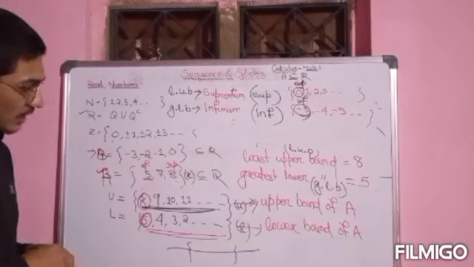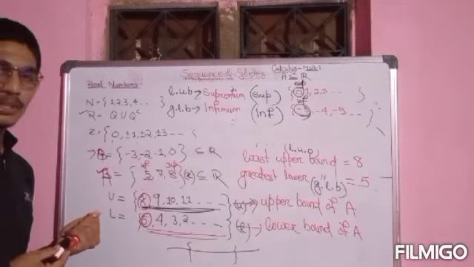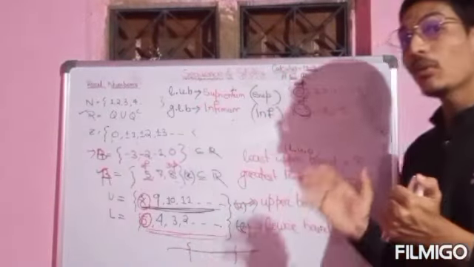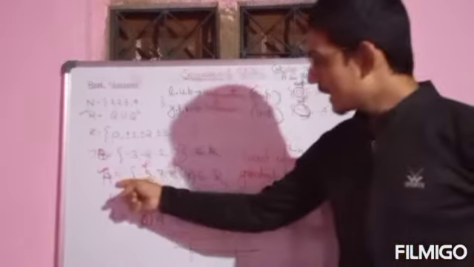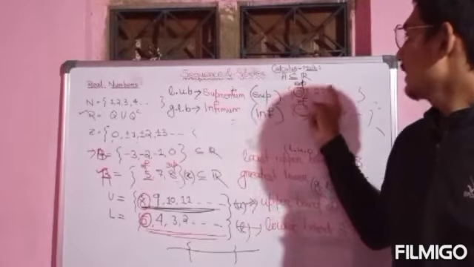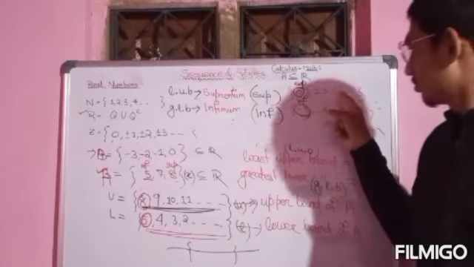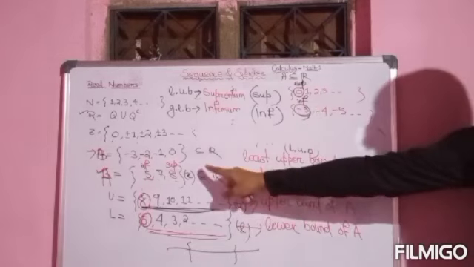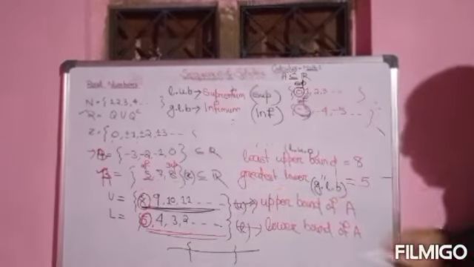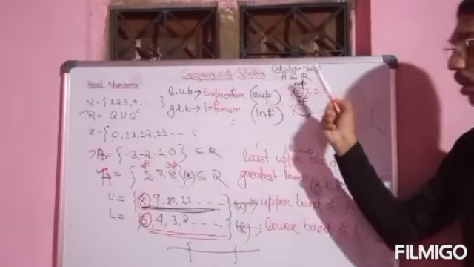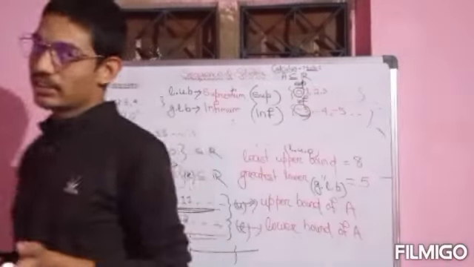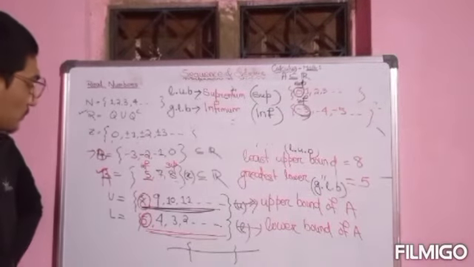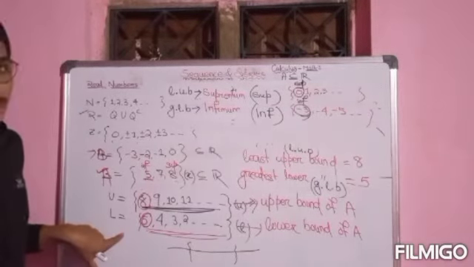Can you say whether the upper bound or lower bound of a set is unique? I am asking about upper bound and lower bound. See, for this set, is there only one upper bound? No, na? There are many upper bounds. So the upper bounds or lower bounds are not unique. There may be an infinite number of them. Okay. And also lower bound is not unique.